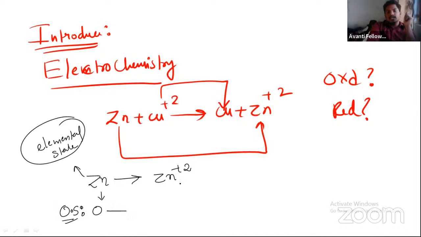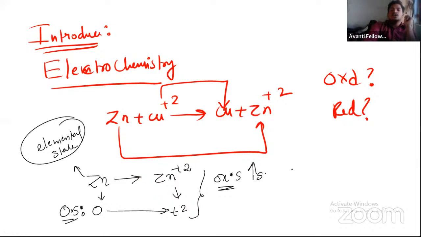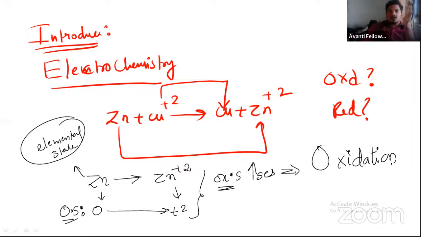And you can see here it is becoming +2. So now tell me, does the oxidation state increase or decrease? It goes from 0 to +2. Yes. So if the oxidation state increases, we call this oxidation. You are not going to say that left side means oxidation and right side means reduction. You don't need to memorize it by heart.